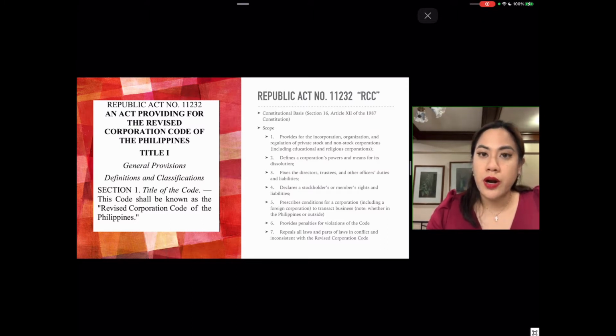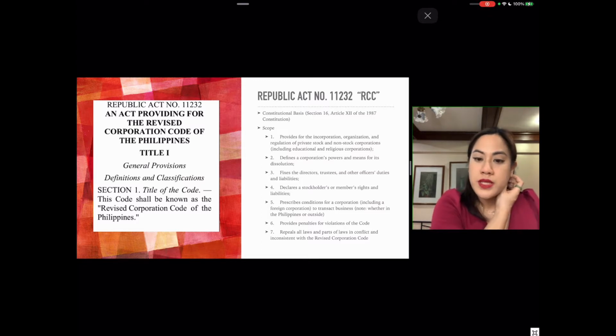So under our Constitution, Congress shall not, except by general law, provide for the formation, organization, or regulation of private corporations. Government-owned or controlled corporations may be created or established by special charters in the interest of the common good and subject to the test of economic viability. What does this mean? This means that Congress shall provide for, again, the formation, organization, or regulation of private corporations only by general law. This one, the revised corporation code.